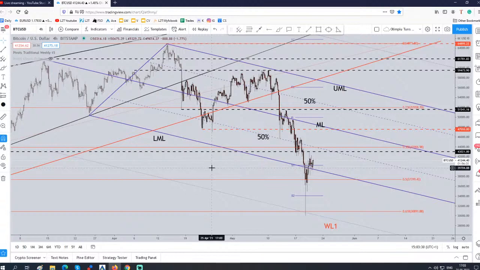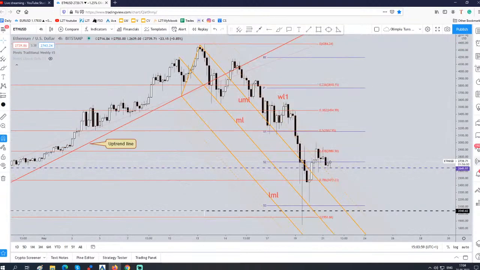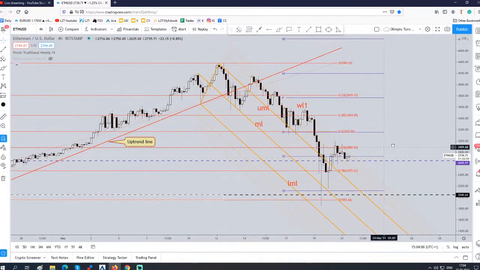So let's take a look also on Ethereum. Same as on Bitcoin.